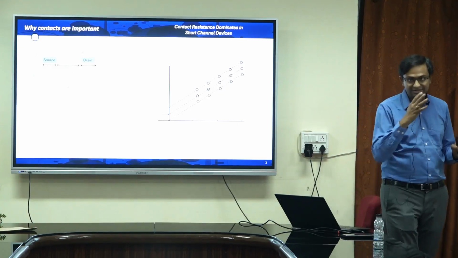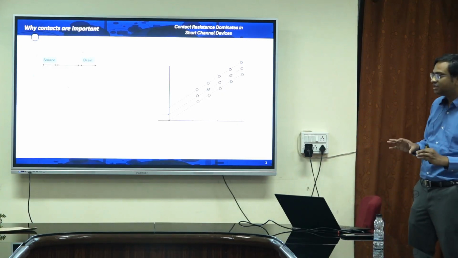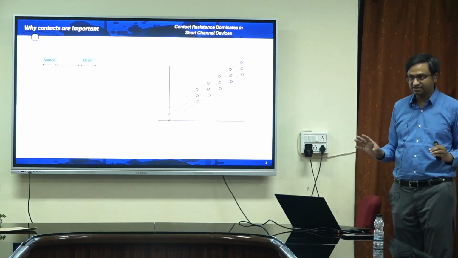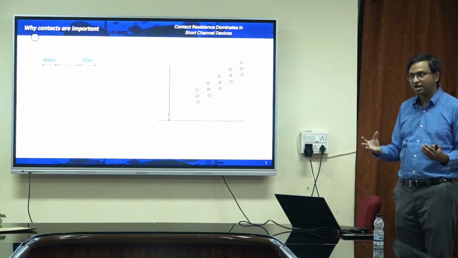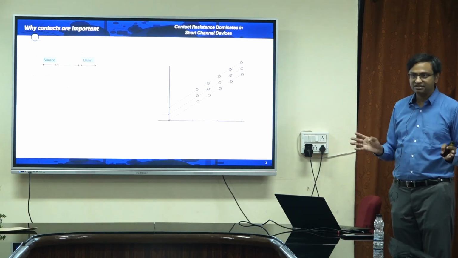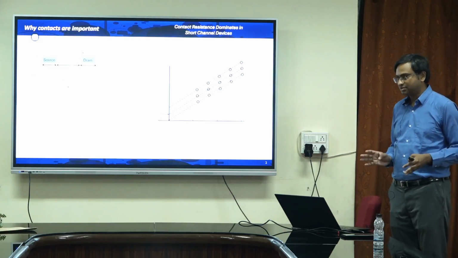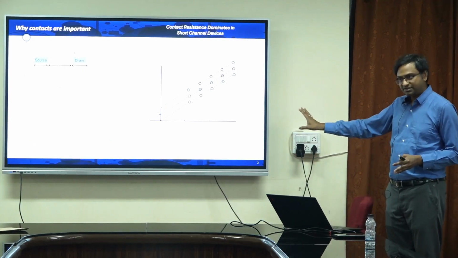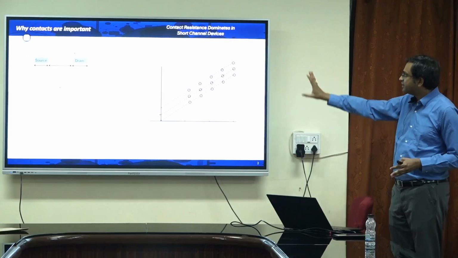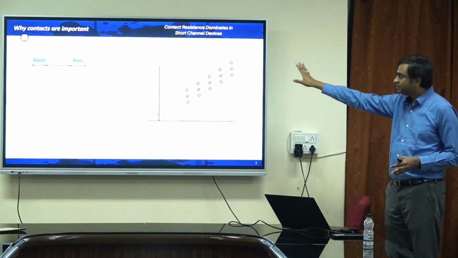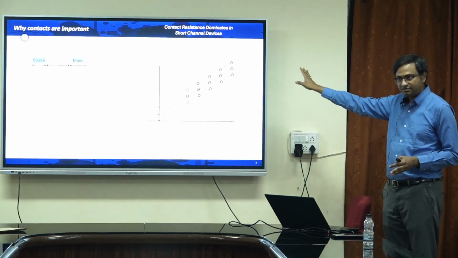So therefore contact resistance minimization is one of the keys towards getting high performance devices, because the lower the resistance, the more the current, and the more the current, the higher the speed, and the better your transistor. So this part is clear. So two take home messages. Contact resistance dominates at shorter channel length devices, correct.